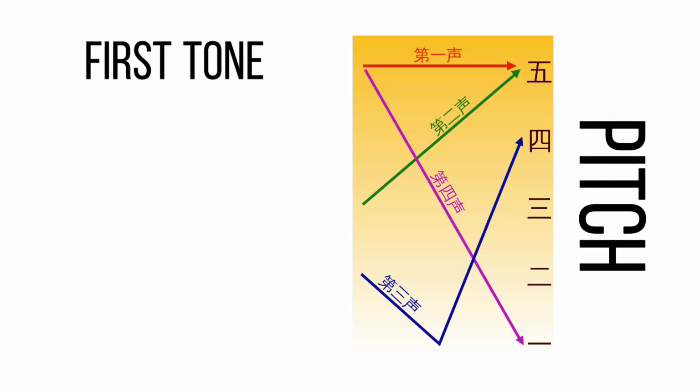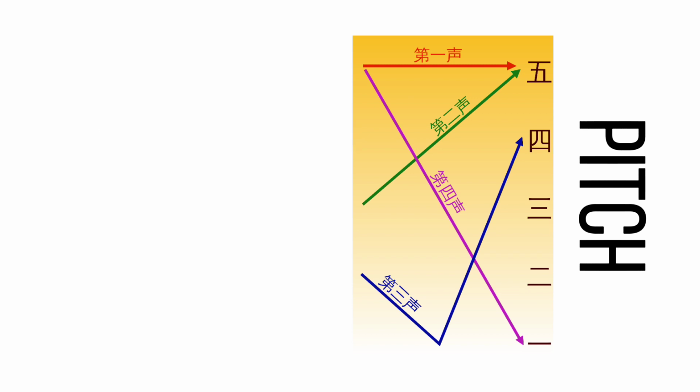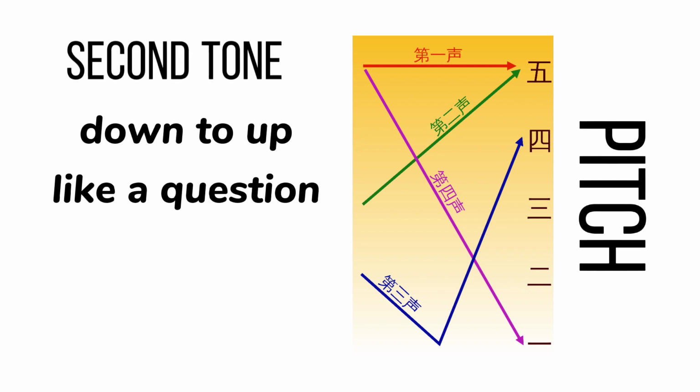The first one is the red line. It's just a really high and flat tone. And then the second one is the green line. It goes from down to up, like a question.